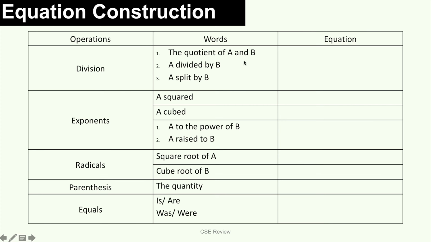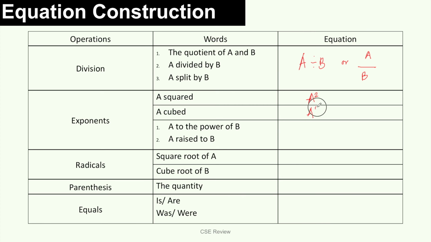We have the division right here. Ito naman the quotient of A and B, A divided by B, and A split by B. Lahat yan is A divided by B, or since it's the same, okay, you can also write it as A over B, fraction form. Kasi ang fraction basically means division. So, ang 1/3 is, ang value niya is 1 divided by 3. Di ba pag kina-convert din natin siya into decimals, yun din ginagawa natin. So, it's the same. Exponents naman, A squared looks like this.